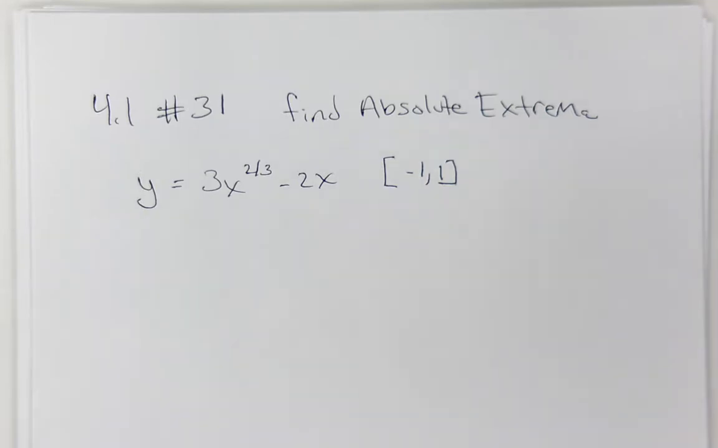Okay, this is 4.1, number 31. We're finding absolute extrema, and this one's weird for factoring, so we need to talk about this too. To find absolute extrema, you find the critical numbers, and you test the critical numbers and the endpoints in the original function to find the y values.